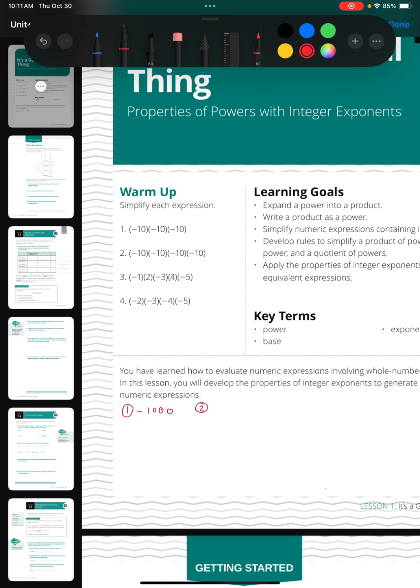For number 2, notice we're all multiplying tens again, but now we have 4 of them. We have an even number. So if we multiply an even number of negative numbers together, we're going to result in a positive answer. And that answer here would be 10,000.